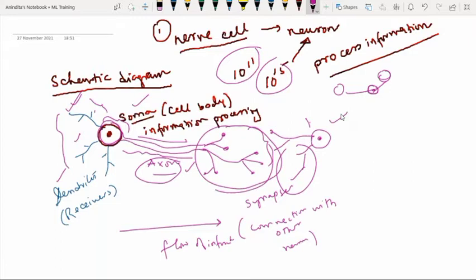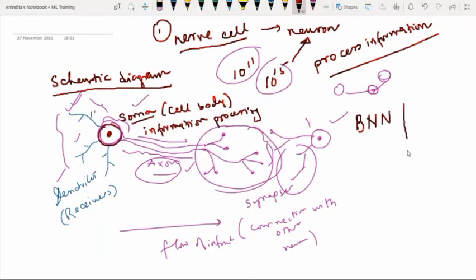Now why am I discussing this? Because this architecture, we borrow this concept for designing ANN. Now we have to compare this concept. So before going into the detailed architecture of ANN, first we have to understand which terms are associated with which terms in artificial neural network. So let's compare the terms.